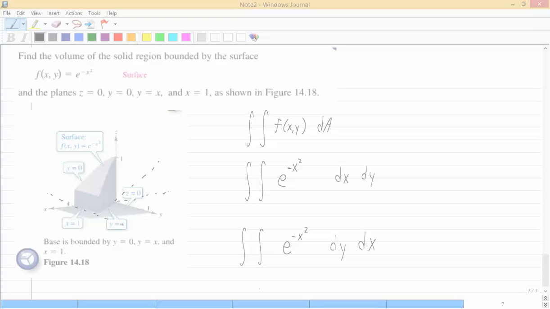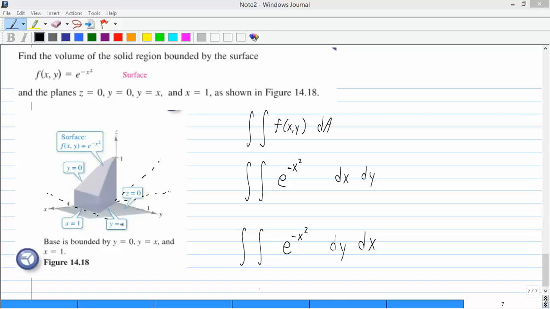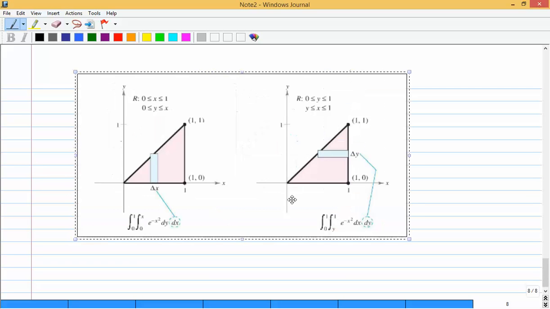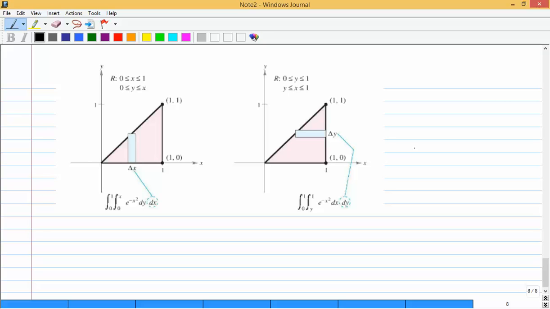So if we were looking at it from the side, and this again is on page 980, don't worry about the z. Don't worry about the actual surface itself. If we were just looking at this in 2 dimensions, then we would have 2 choices. We could set this up dy dx or dx dy. Now it already has the boundaries for us here. You can see if we were to bound the y between 0 and x, then this would be the integral.